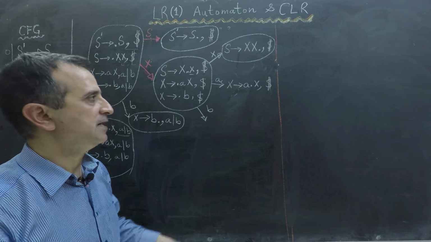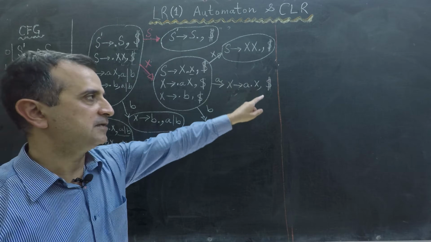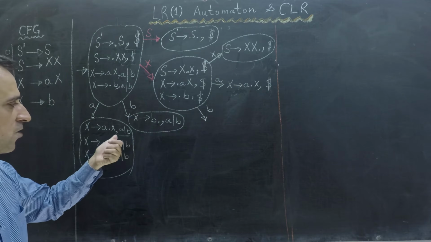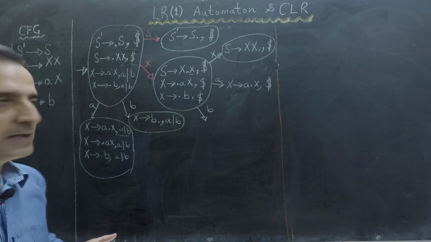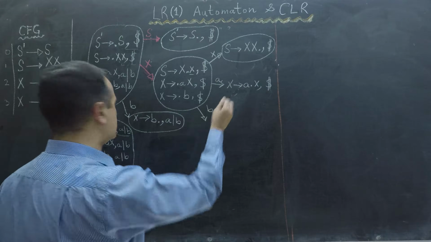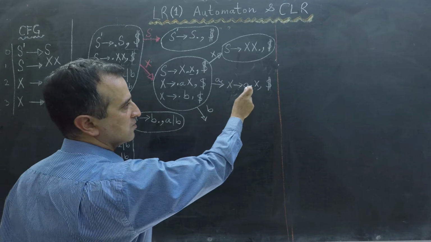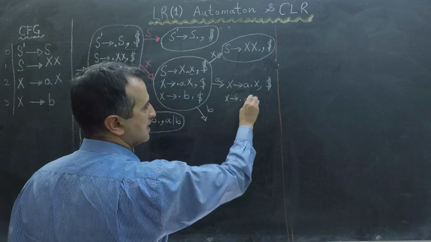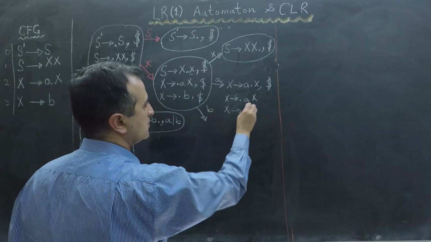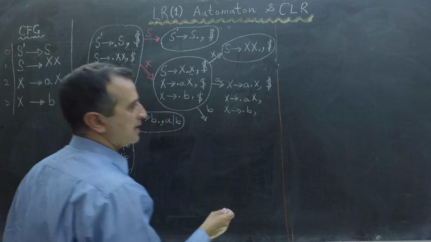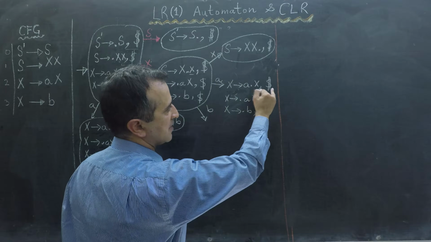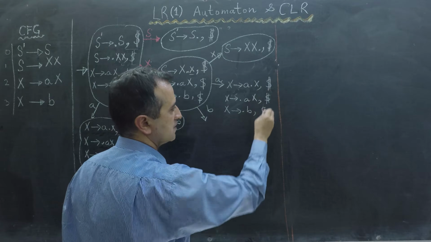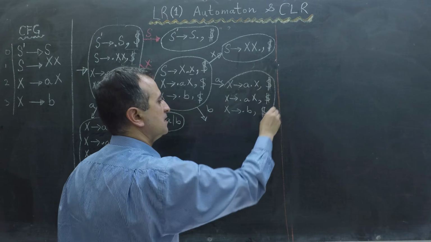I have to create a new state here because X goes to A dot X $sign is not the same as X goes to A dot X A or B. Because of the look ahead, I will have two different states. So here I will create two more projections. Because of this X, I will have X goes to dot AX and X goes to dot B, and I have to add look ahead whatever I have after this X, which is $sign. So I will have $sign here because first of $sign is $sign. I'm done with this state.